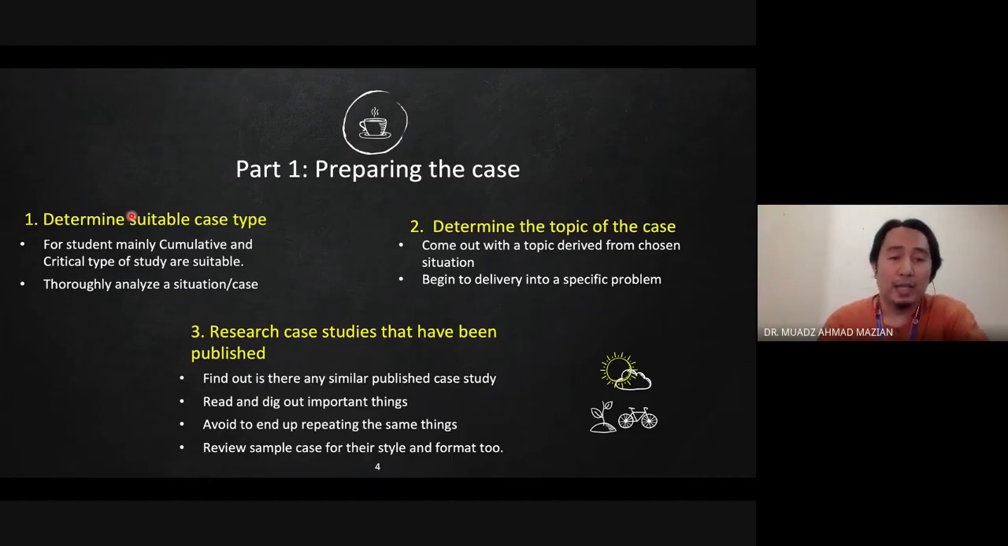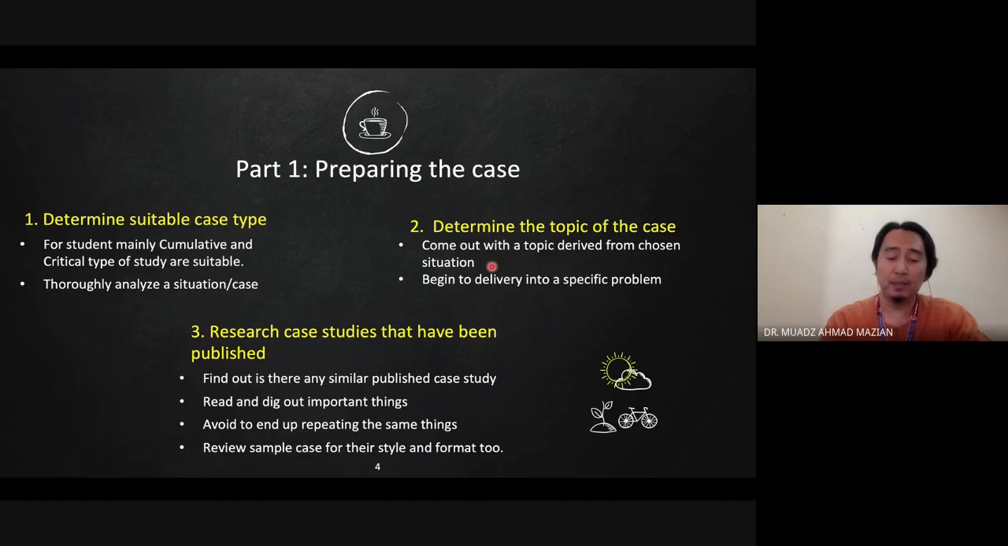And second is truly analyze a situation and case. So after you dah set the case study yang you nak, then you start to analyze the situations lah, okay. So apa yang you perlu buat. And the next is determine the topics of the case, right? So come up with a topic derived from the chosen situations. So you have, for example, you dah pilih you nak buat cumulative study, right? So bila you dah pick your angle, right? Next, you have to determine what your research will be about, okay? And you have to come up with a problem or a situation.